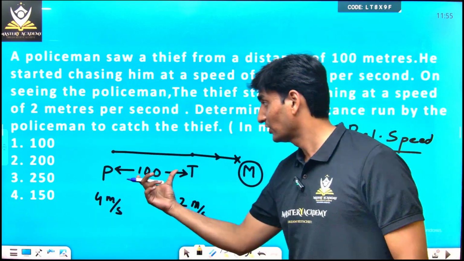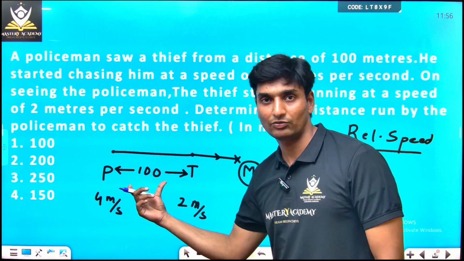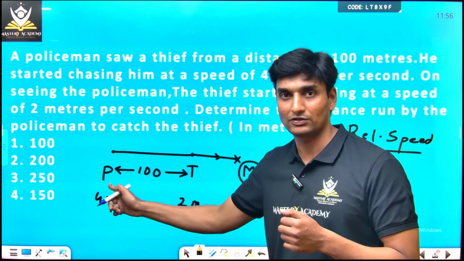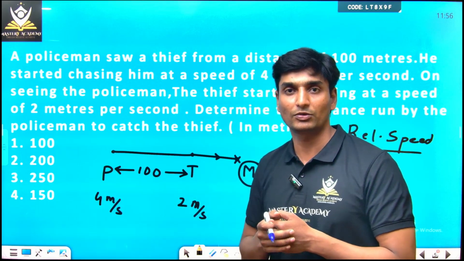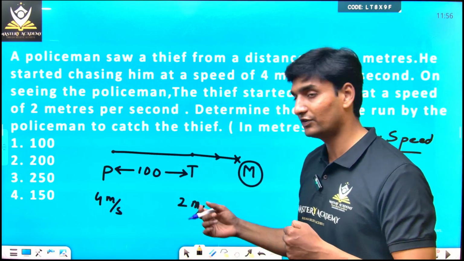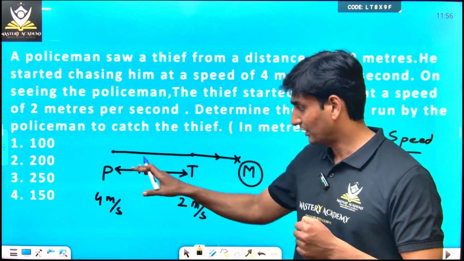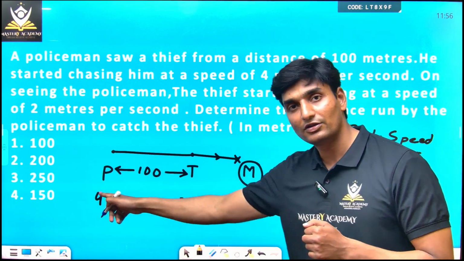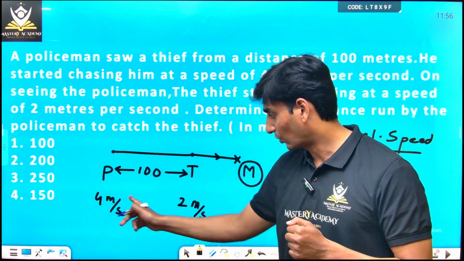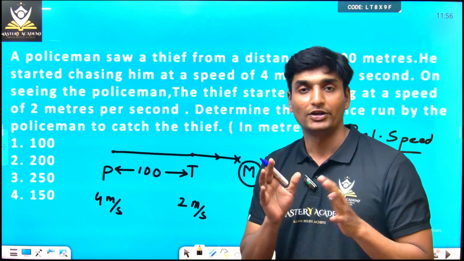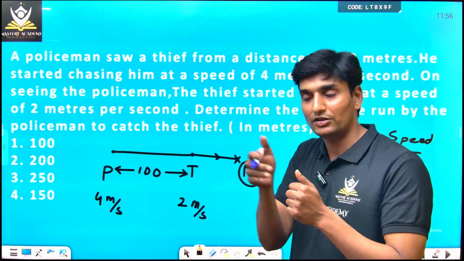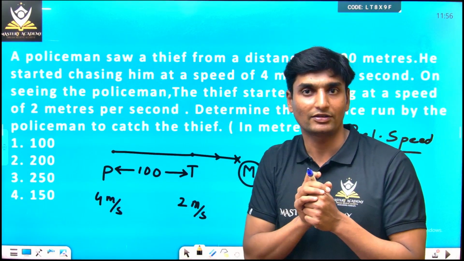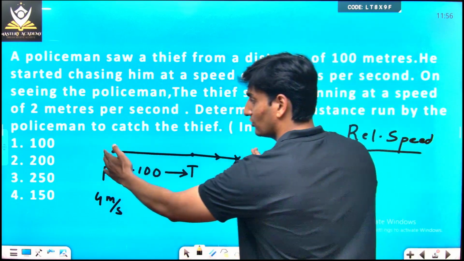What I mean to say, 100 meters is the distance that has been given. For 1 second, the policeman will move forward because he is faster, at 4 meters per second. The thief is running, but he is a little bit slower. So definitely he is going to catch up. According to the relative speed, that is nothing but the difference, 4 minus 2, 2 meters per second. It means that each and every second the policeman is running, he is covering a distance of 2 meters of the whole distance.